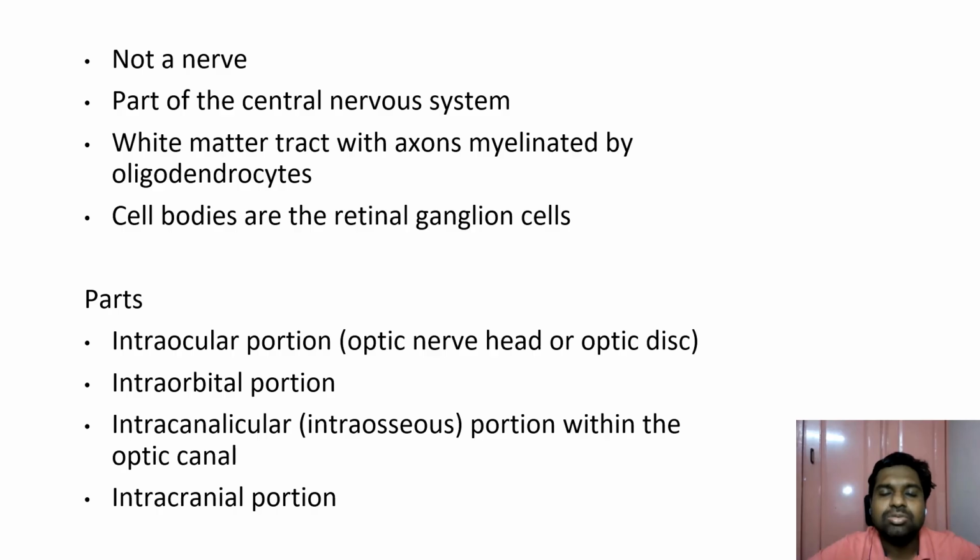Optic nerve contains totally of four parts. One is the intraocular portion, nothing but optic nerve head or optic disc. The second one is intraorbital portion. The third, intracanalicular portion or intraosseous portion, where optic nerve is within the optic canal. Then we have the last portion, that is intracranial portion.